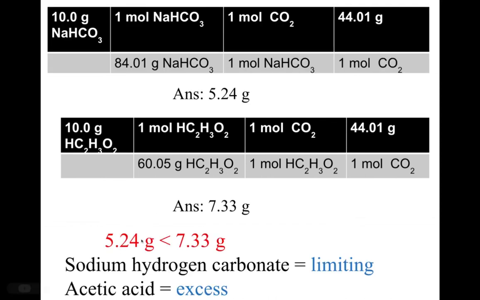Then all you do is compare the two. And you notice the sodium hydrogen carbonate is going to get consumed first because we can make less amount of CO2. So because sodium hydrogen carbonate makes less CO2 than the 10 grams of acetic acid, this has to be the limiting reactant. So we're going to run out of sodium hydrogen carbonate first. We'll have leftover acetic acid, and therefore the amount of carbon dioxide, the maximum amount I can produce, is this 5.24.